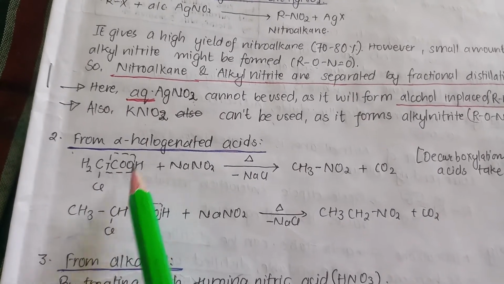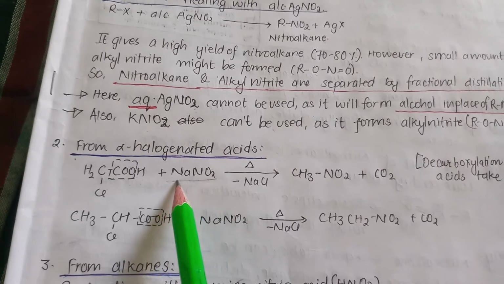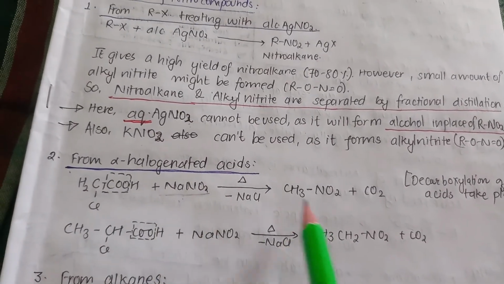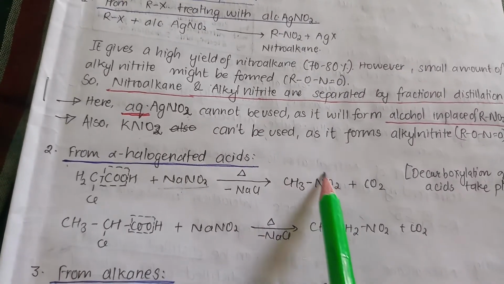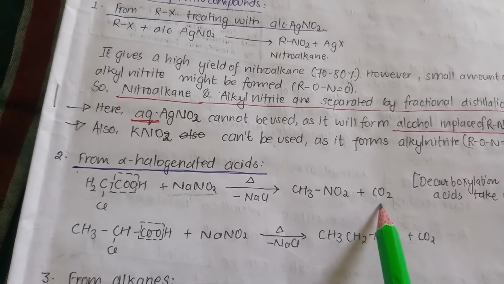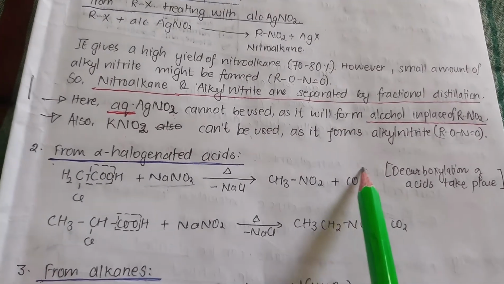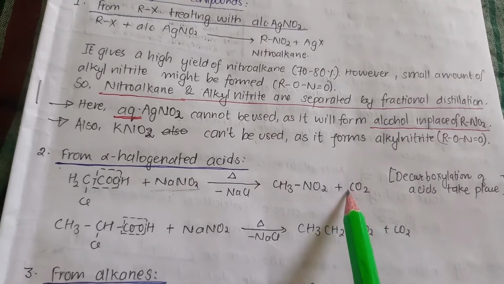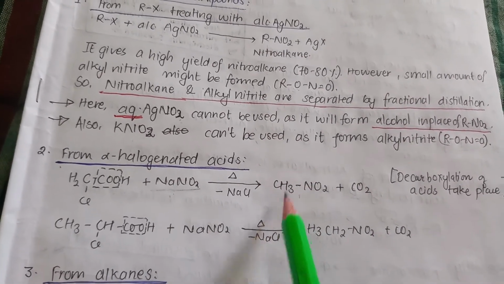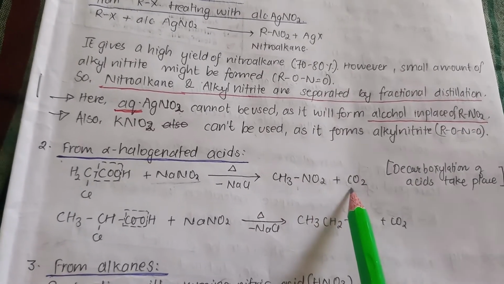Alpha halogenated acid, when treated with sodium nitrite, forms nitroalkane along with carbon dioxide. The point to be considered here is that decarboxylation also occurs along with nitration. Along with the formation of nitroalkane, we're also getting carbon dioxide.